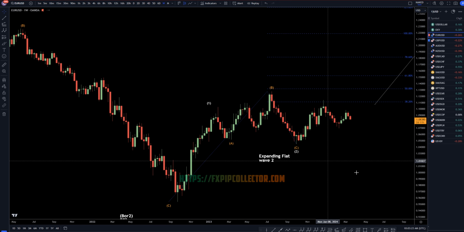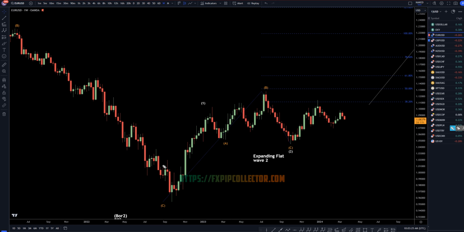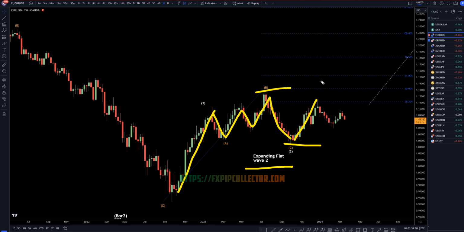So taking it down to the weekly time frame, I still think this first push up is a 1. I still think this middle set in right here is definitely an expanding flat wave 2: higher high wave B, lower low wave C, definitely fits the characteristics of an expanding flat correction. I think this first push up is a wave 1.